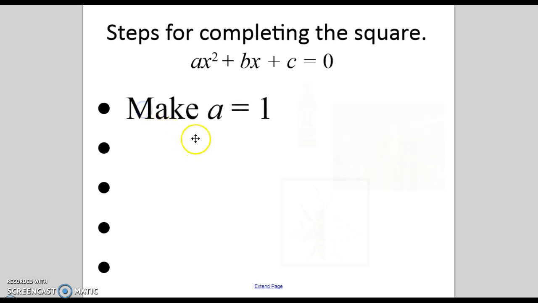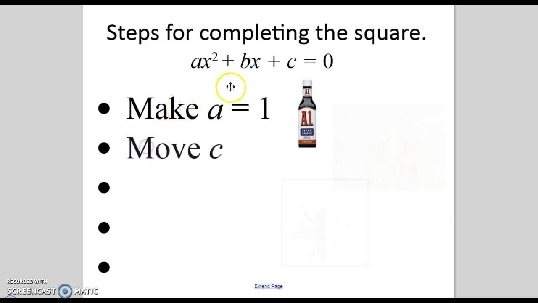The first step in completing the square is to make a 1. You want to make that coefficient 1, and the way we do that is by dividing by whatever a is. The way I remember that is I think of A1 steak sauce. So there you go.